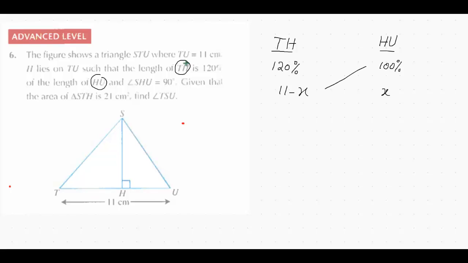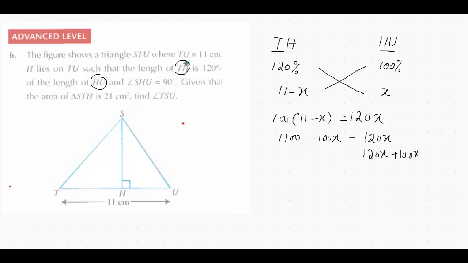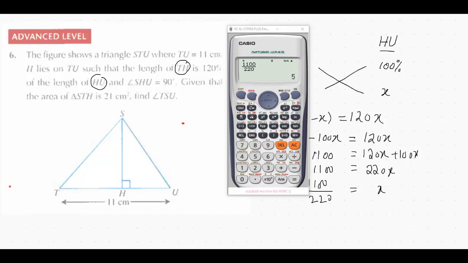Now by cross multiply, 100 multiply 11 minus X is equal to 120X. 1100 minus 100X, 120X, and if we bring this 100X over here, it is 120X plus 100X is equal to 1100, and this is 220X, 1100, and X is 1100 over 220. X is 5.